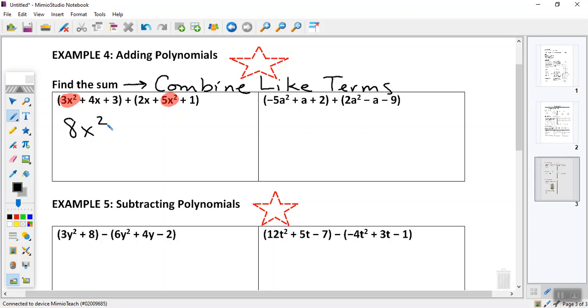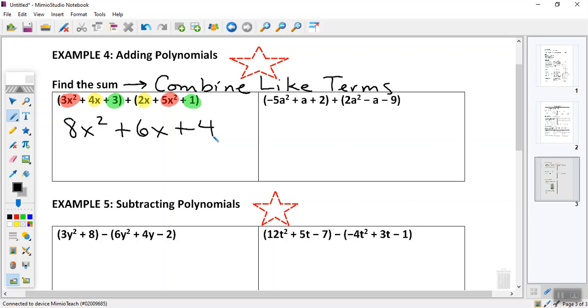8x squared. Okay. Any other like terms that I could put together? 4x and 2x. Yep, they both have the same variable with the same exponents. So this is really plus 4x plus 2x, right? So this would become what next? 6x. Any constant terms out here, or degree 0 terms? Plus 3. Positive 3 would combine with what, kids? 1. What's that going to add up to? 4. So I've got a sum right here. The sum of those two trinomials, because there's 3 terms, turns out to be 8x squared plus 6x plus 4.